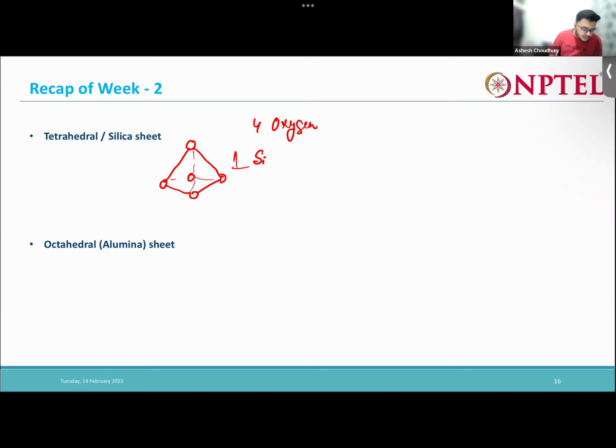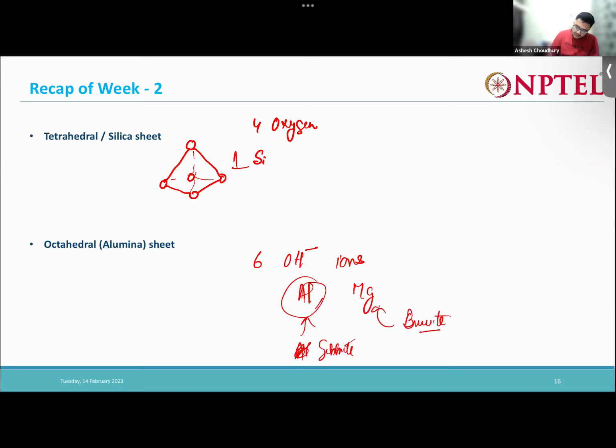In the octahedral sheet, there are six hydroxyl, meaning OH minus, ions at the tips of the octahedron. And in the center, it's either an aluminium or magnesium ion. If in the center we have aluminium, then it's called gibbsite. And if it's magnesium, it's called brucite. It's either gibbsite or brucite.